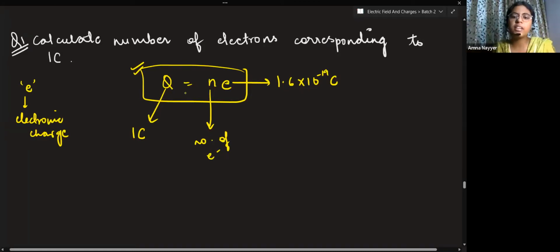All right, now only one variable is there. Just calculate fast and tell me. Write your answers in the chat box. All those who are new will also be able to answer it. Tell me what is the number of electrons coming.